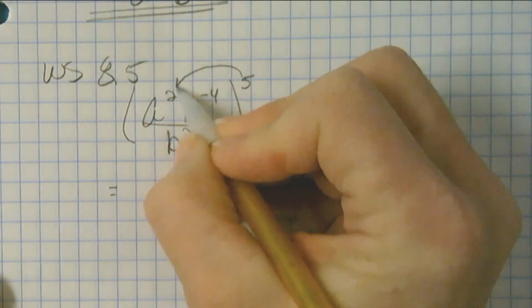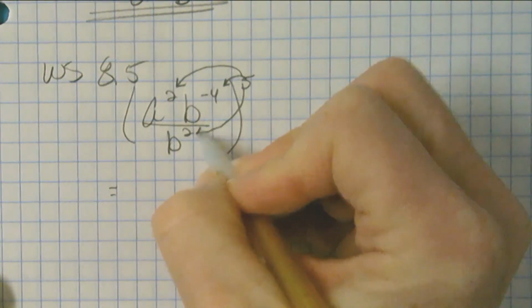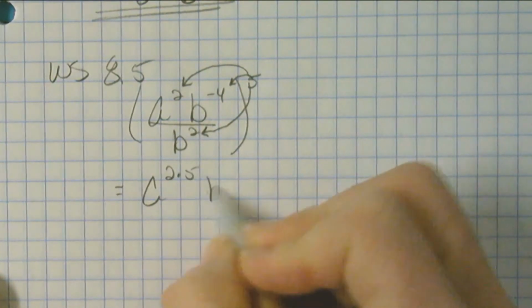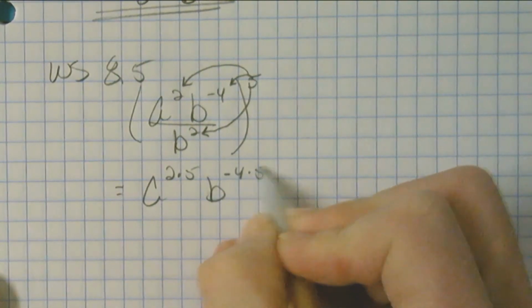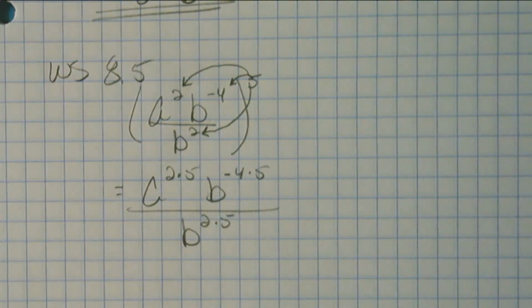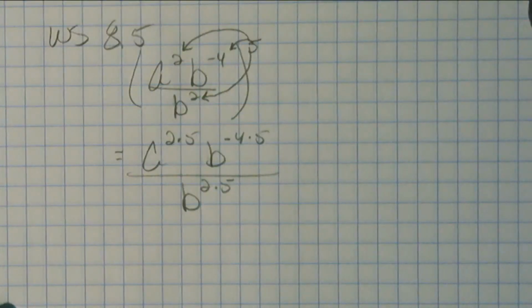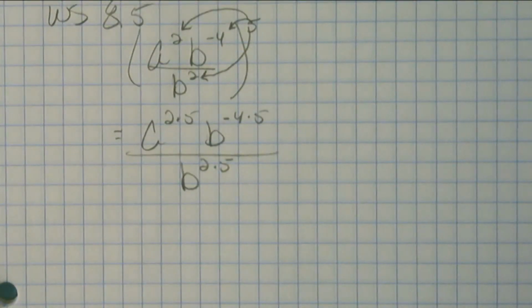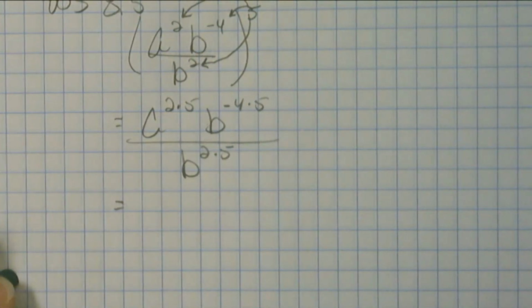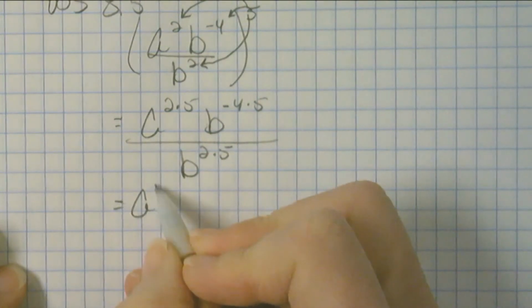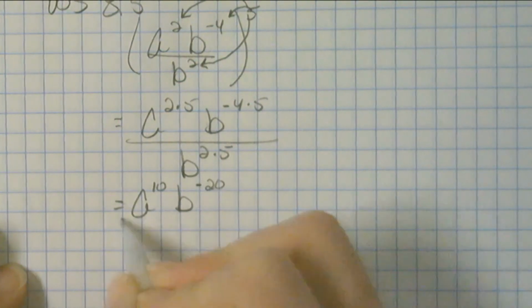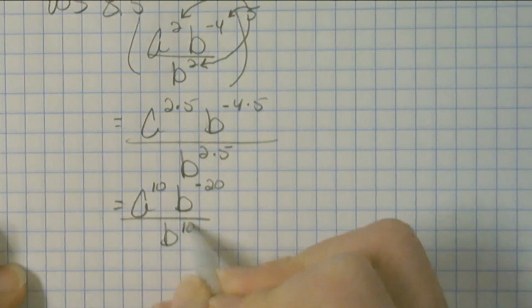I'm going to go ahead and do my distributive property of powers. So I have a to the 2 times 5, b to the negative 4 times 5, over b to the 2 times 5. So this is just doing our distributive property of powers. What is my fraction going to look like after I do the multiplication? Over b to the 10th.